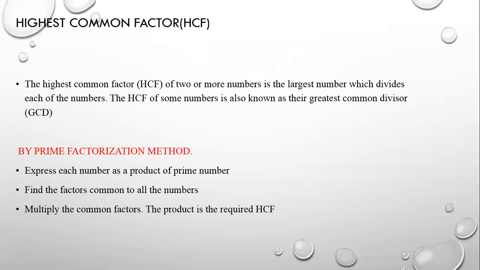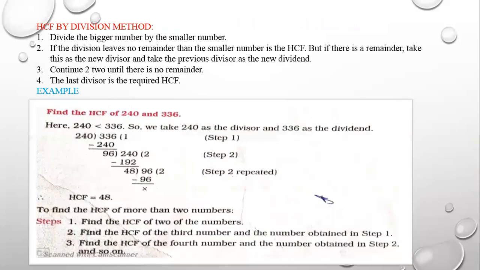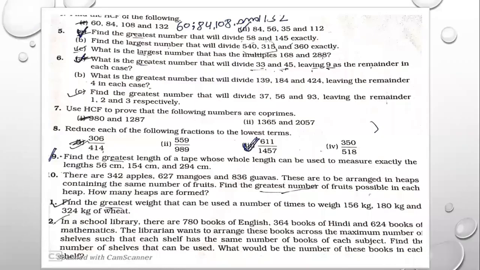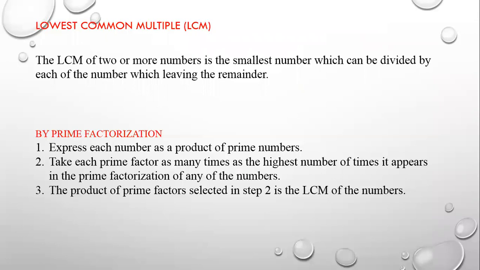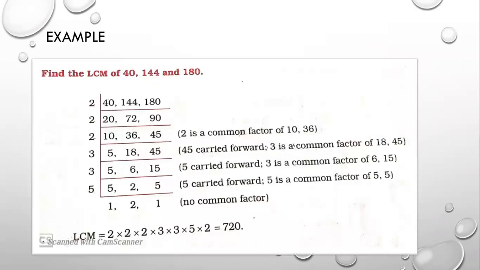Next, we discussed HCF, the highest common factor, which is also known as the greatest common divisor. Two methods we discussed to find the HCF: prime factorization and the division method. Similarly, we discussed the LCM, the lowest common multiple, by two methods. Prime factorization is one method to find the LCM, and this is the example by the division method.